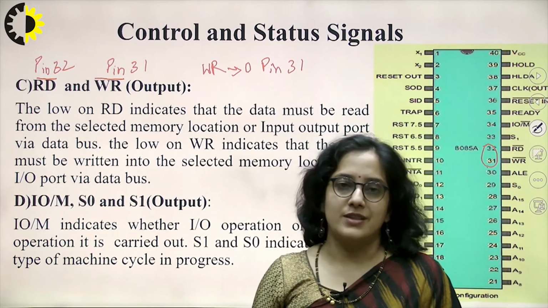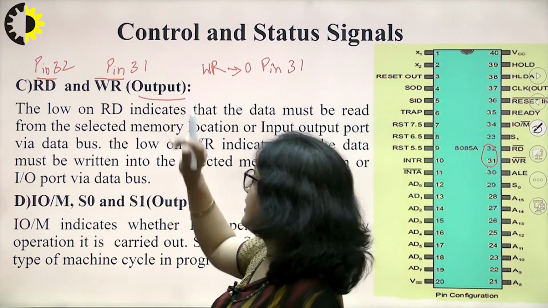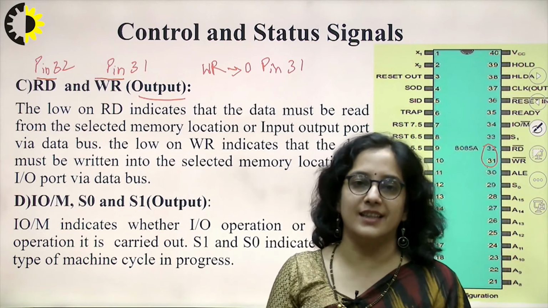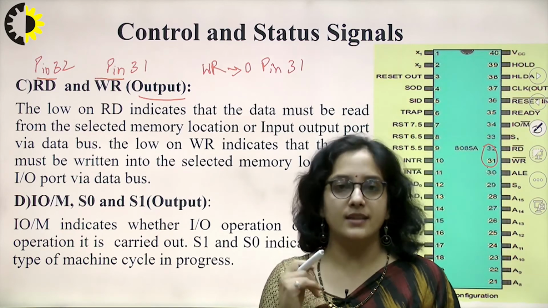So these control signals are generated by the microprocessor. You can see that these are the output signals. The microprocessor generates these signals to indicate to the outside world whether it is reading something or writing something.